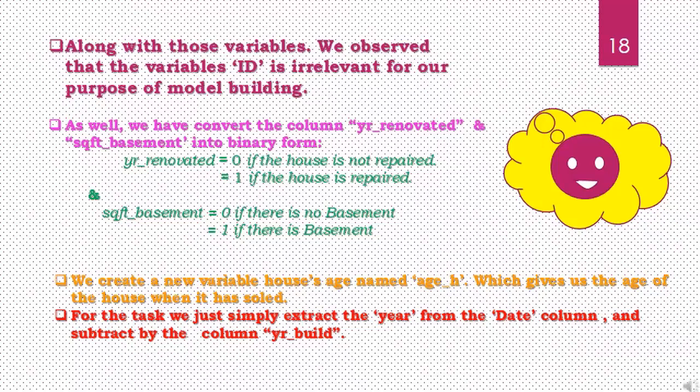And we create a new variable named age h, which gives us the age of the house when it was sold. For this, we simply extract the year from the date column and subtract the column year built.